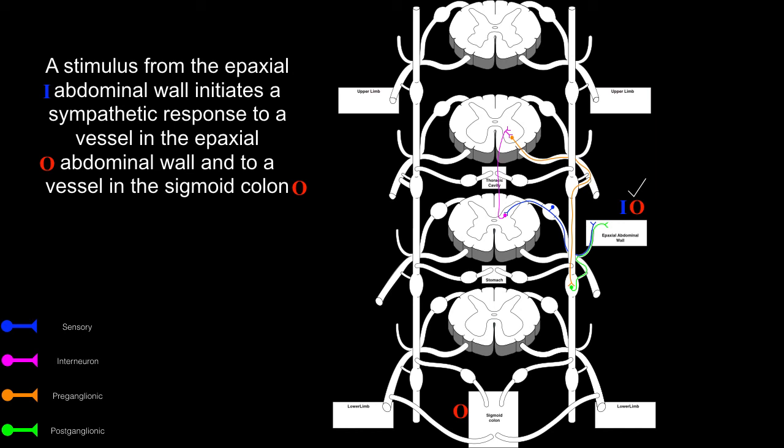Cool, so check mark that output. Now I need to get down to that sigmoid colon. So what I'm going to do here is cross over. And this just kind of keeps things cleaner.